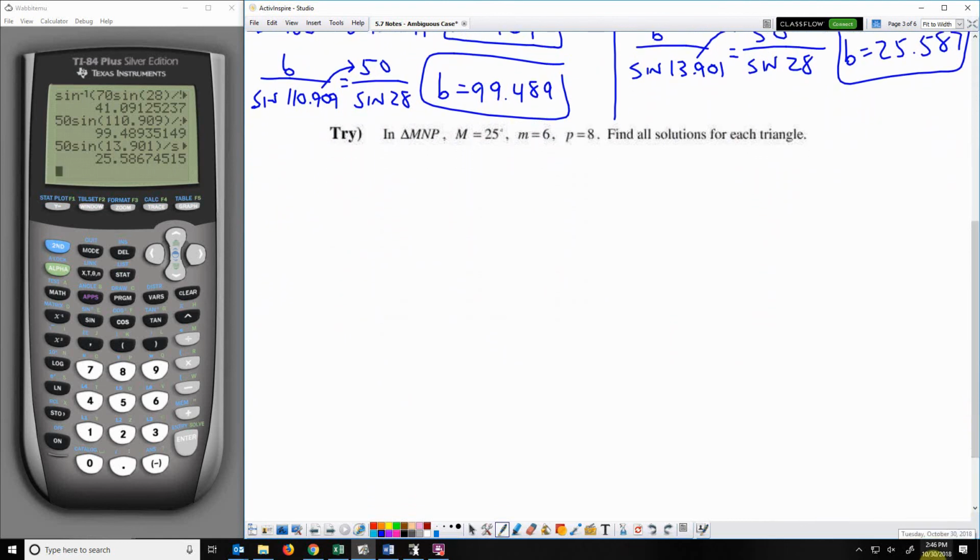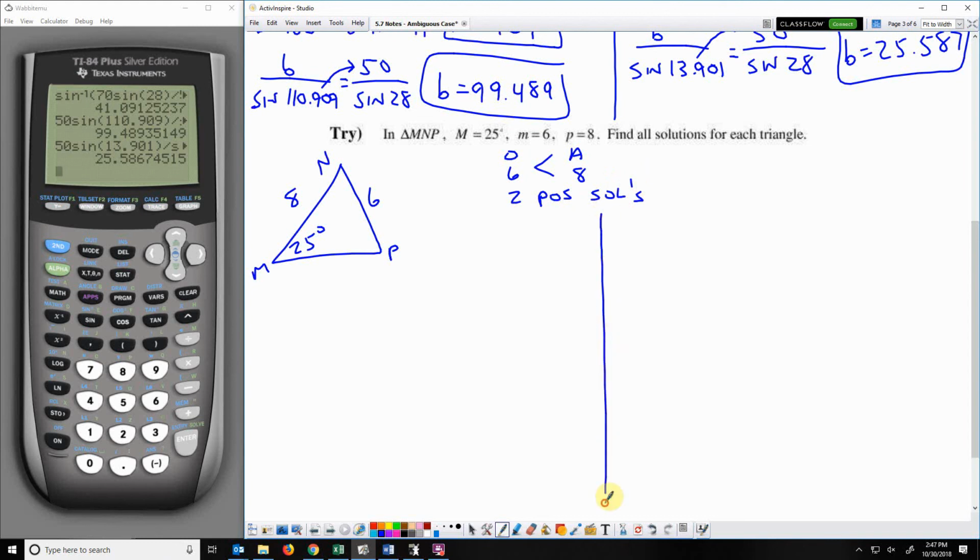All right, triangle MNP. M is 25 degrees. Side M is 6, and side P is 8. So we compare opposite to adjacent, and that is 6 compared to 8. Opposite is less than adjacent, which means, again, we have two possible solutions. So I'm going to draw a second triangle for a second solution set.